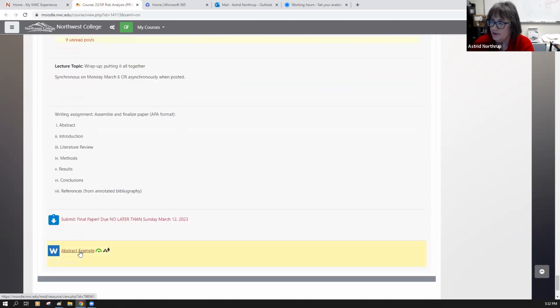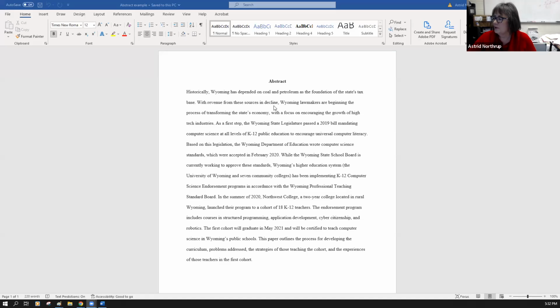Now, I put an abstract example here, and the one thing I wanted to say was somebody pointed out, once again, the chats were really, really good, but somebody pointed out that this abstract was quite long compared to what they were used to. And so let me see, I just want to share my screen again here. There we go. Okay, so this was the abstract that I put up on the Moodle page.